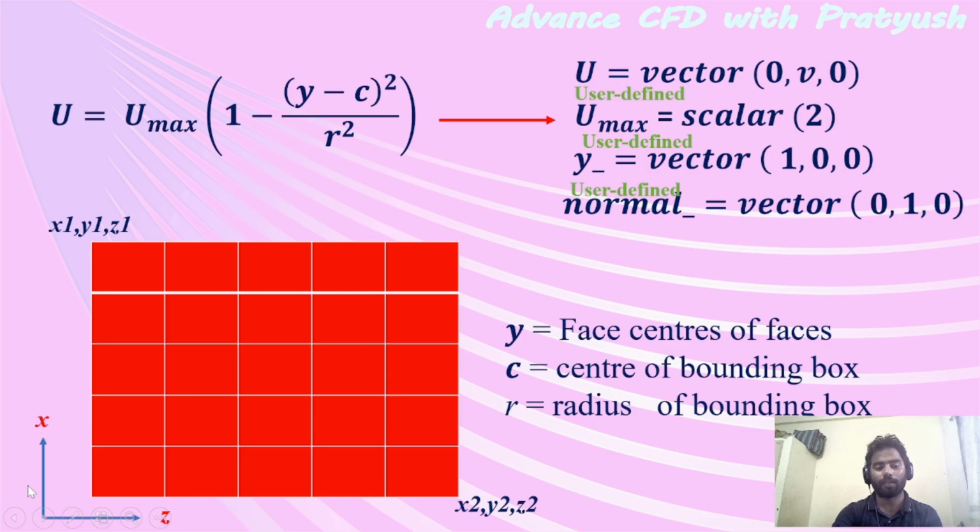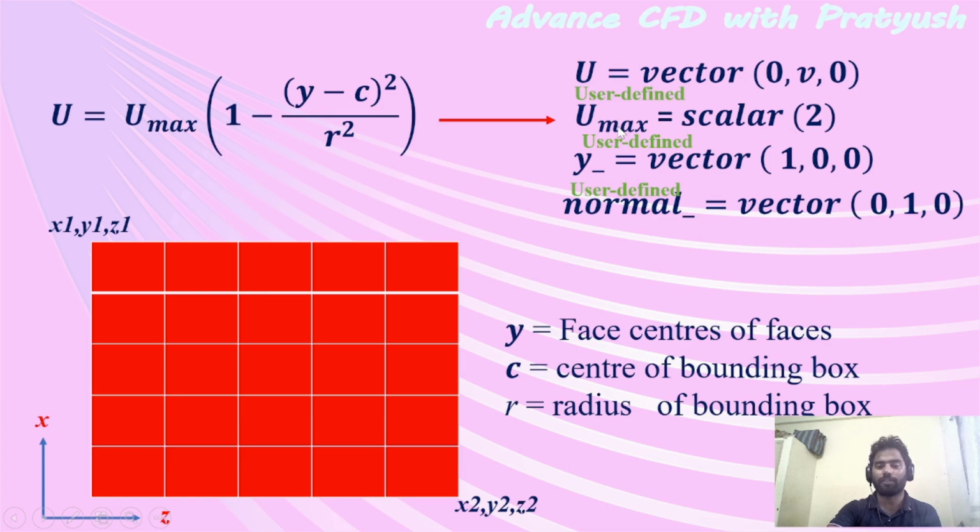You can see that I am working in an xz plane. So if I want to specify some boundary condition, that will be in the y direction. So the component of the velocity should be in the y direction. For that purpose, we need three quantities. Okay, these three things should be user defined.